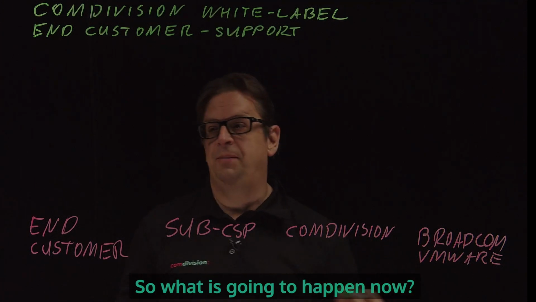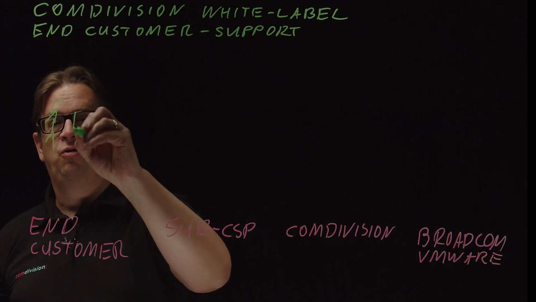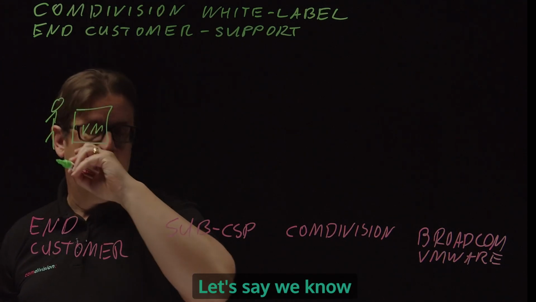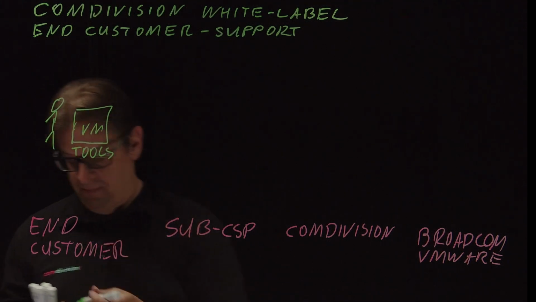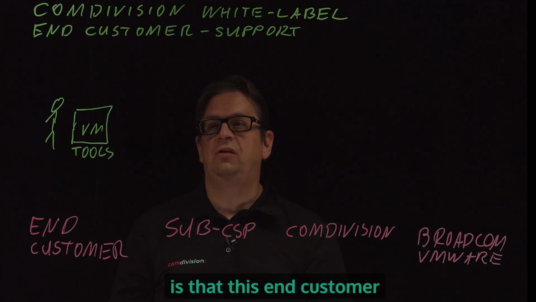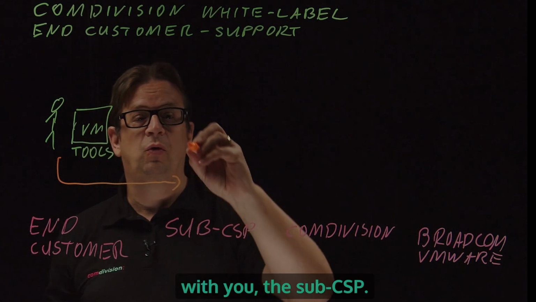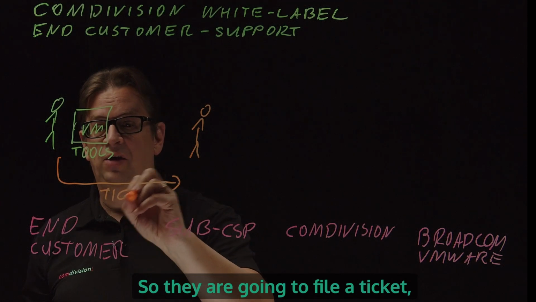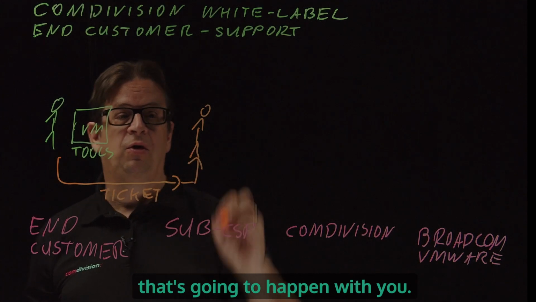So what is going to happen now? Let's say our end customer sits in front of their computer and has a problem within one of the virtual machines. Let's say we know already what the cause is. It is something around the VMware tools. In this specific case, what's going to happen next is that this end customer is now going to file a ticket with you, the sub-CSP. So they are going to file a ticket, they are going to call you, whatever is going to happen, that's going to happen with you.